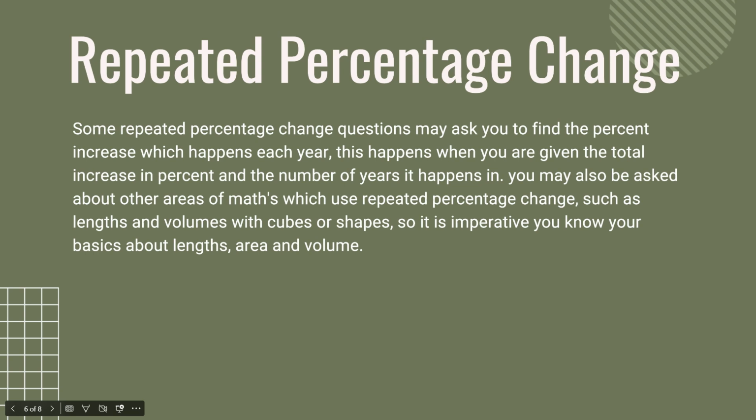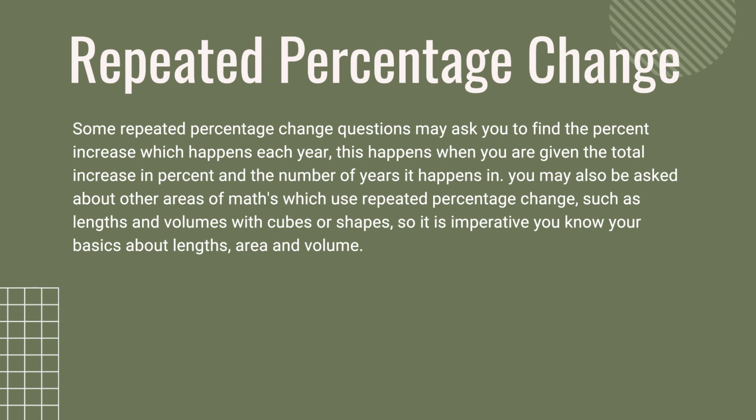Now, with some repeated percentage change questions, you may be asked to find the percent increase which happens each year. This happens when you're given the total increase in percent and the number of years it happens in. Essentially, you're working backwards on those questions. We get told all the information to begin with, and then you work back to find the percentage increase per year.